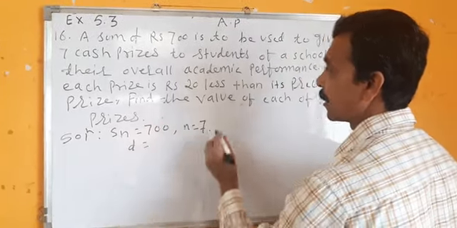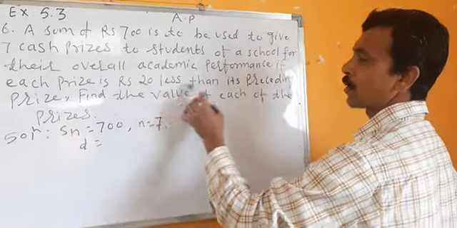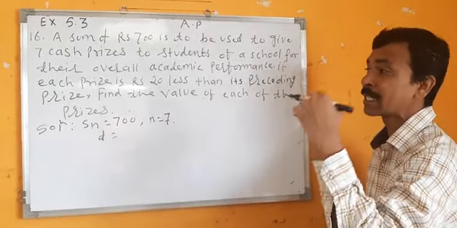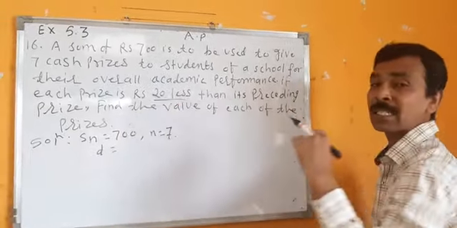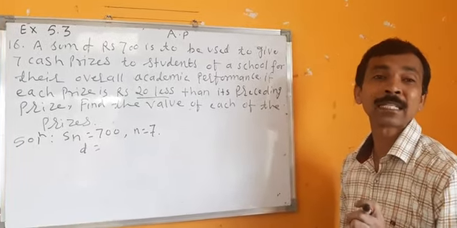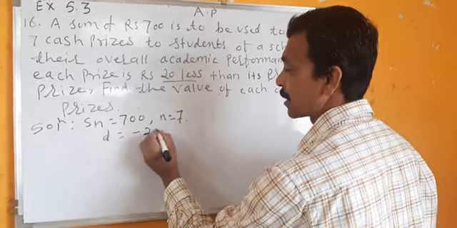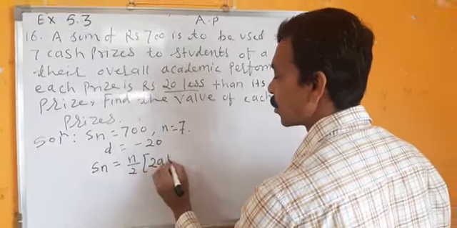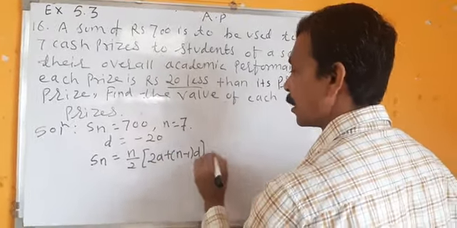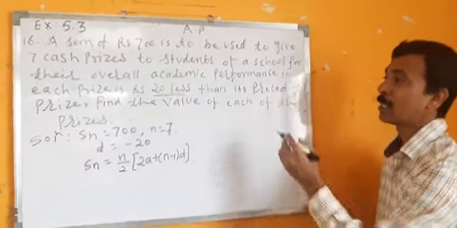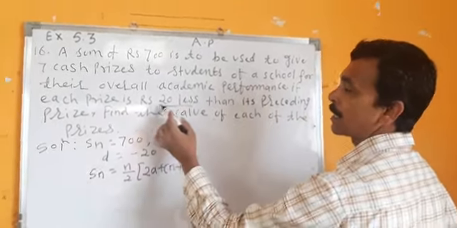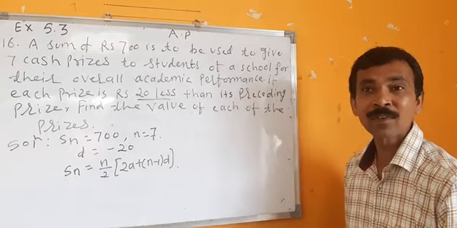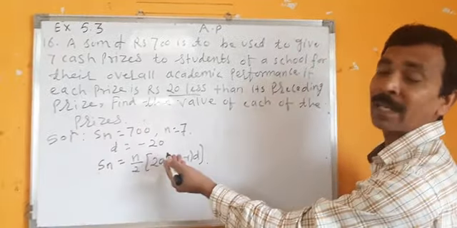d is also given. It is said that each prize is 20 less than its preceding, means d is minus 20, because it is 20 less than the preceding, the difference will obviously be minus, it will not be plus. d is minus 20. Use the formula for Sn, n by 2 into 2a plus n minus 1 into d. Again I repeat, why is d minus 20? See these words: each prize is 20 less than its preceding prize. So the difference is negative. So we have to write d as minus 20. And then place all the values in Sn.